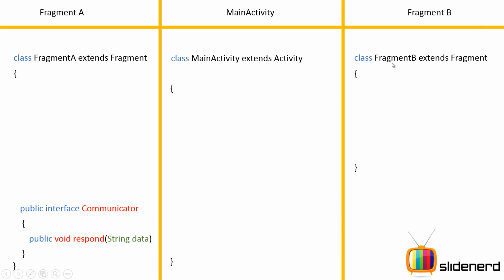This fragment B doesn't care if communicator exists or doesn't exist. So we rather hide this communicator from fragment B, and that can be done with a better design by putting communicator inside fragment A. Now let's see how this will work out.